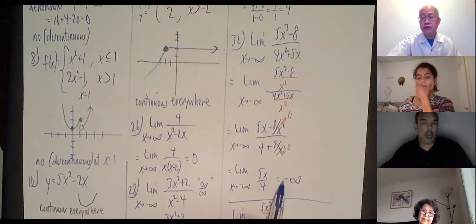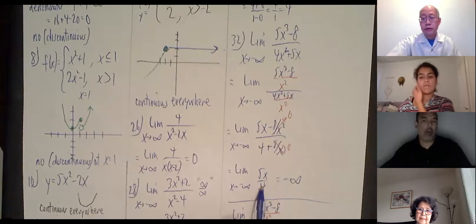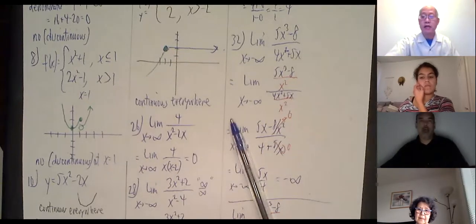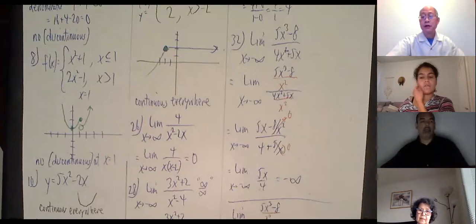Right? So the answer is negative infinity. And where it says over 4, that's over 4, not over 0.4. That's a 4. That's not a point there. That's a smudge. Okay, thank you. Although that wouldn't change anything anyway. Right, okay, thank you. All right.